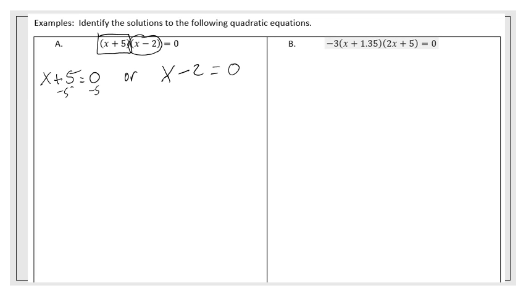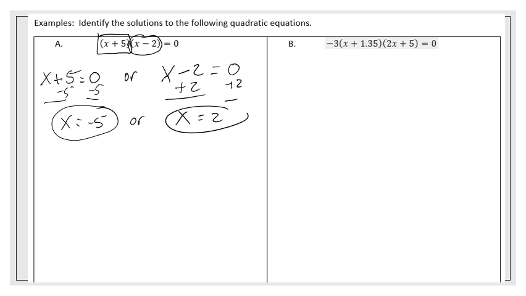Solve this algebraically. We subtract 5 from both sides and get x is equal to negative 5. That's one solution. The other solution would be to solve this equation of x minus 2 equals 0. We would add 2 to both sides and you get x is equal to positive 2.